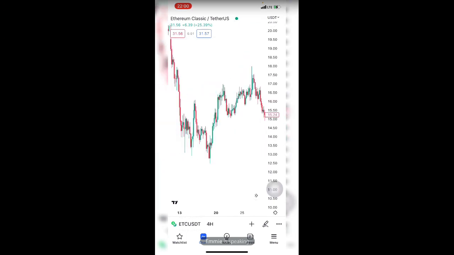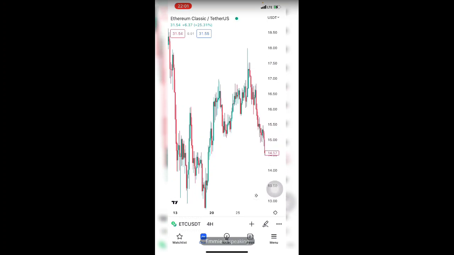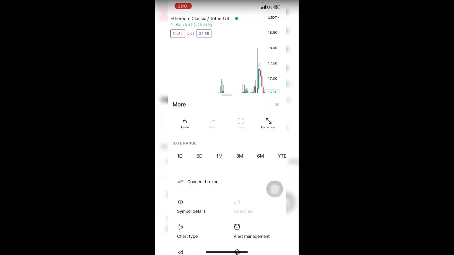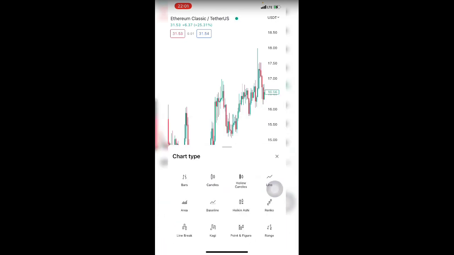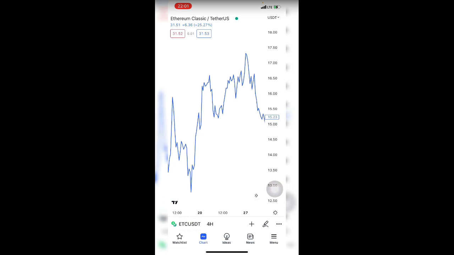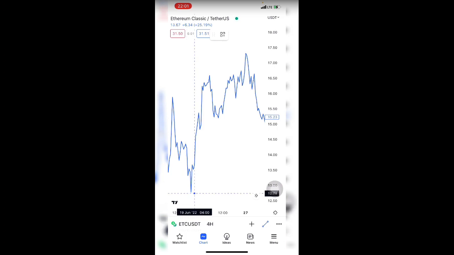Can you see? This is an uptrend. What will I use to know if it's an uptrend? Click these three dots and change the chart type to line. So when I change it to line, I can now pick my trend line and connect the lows.